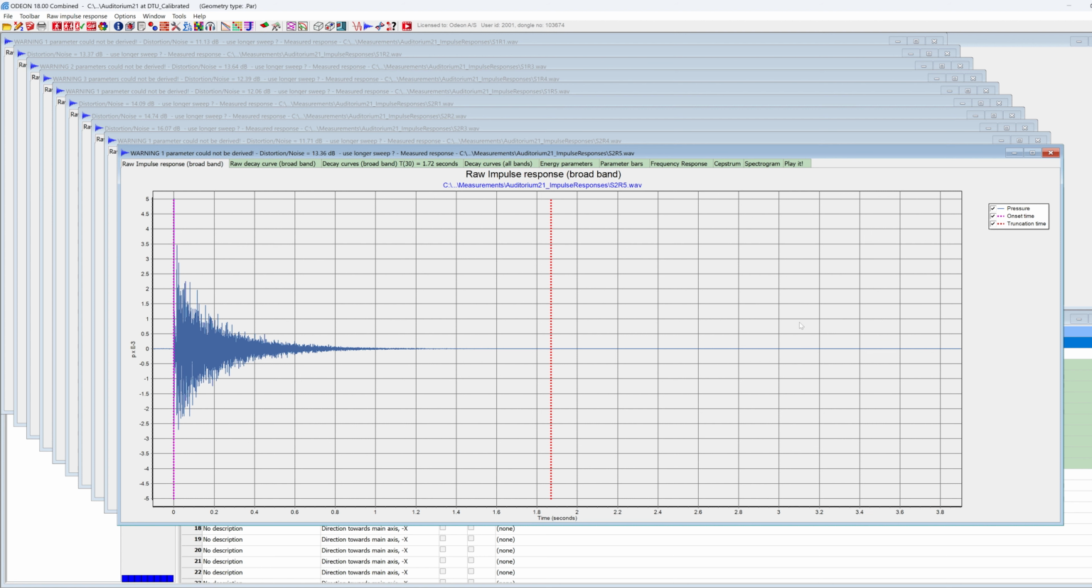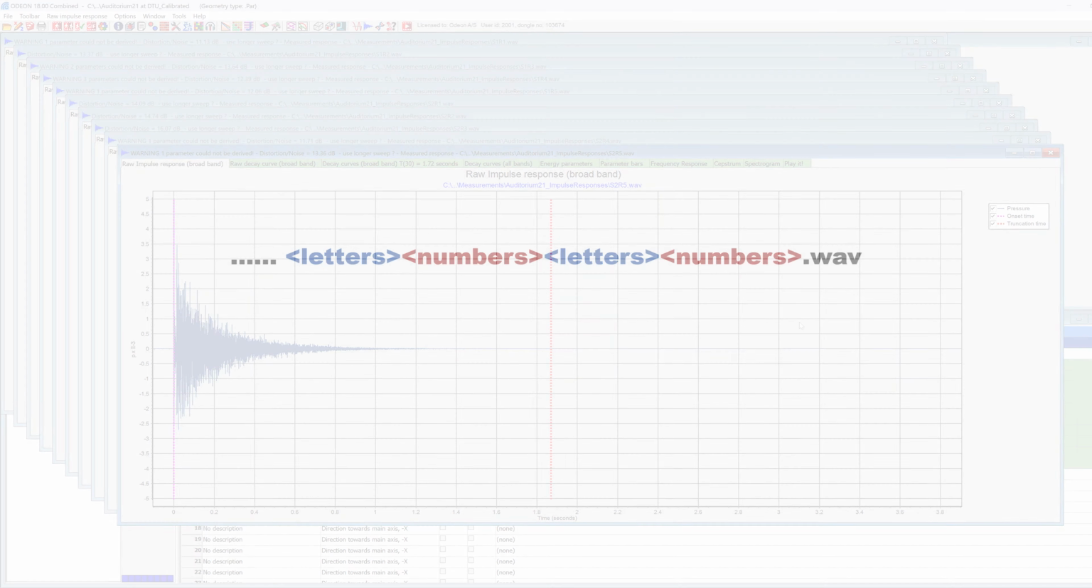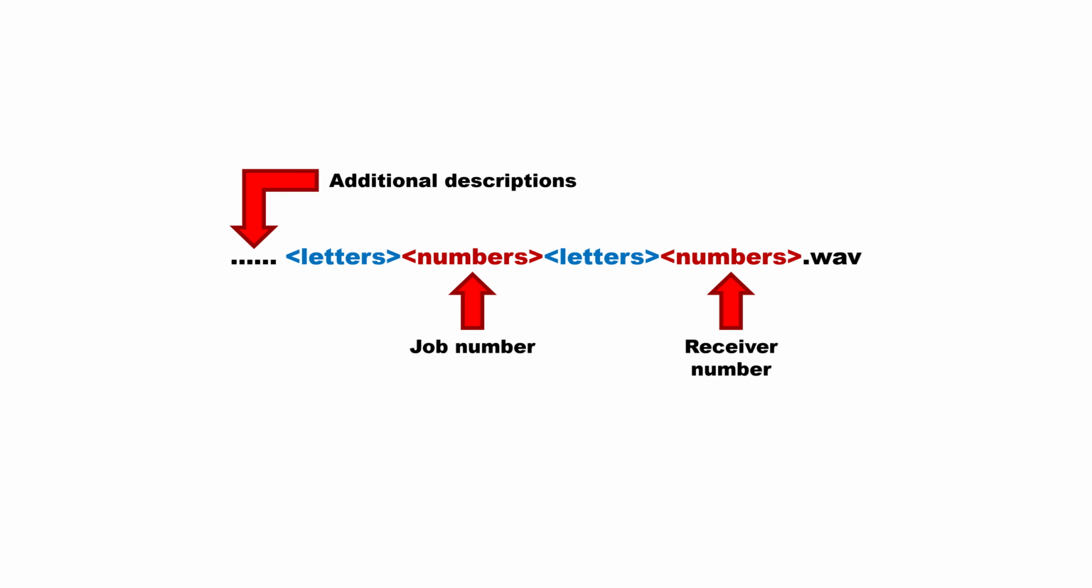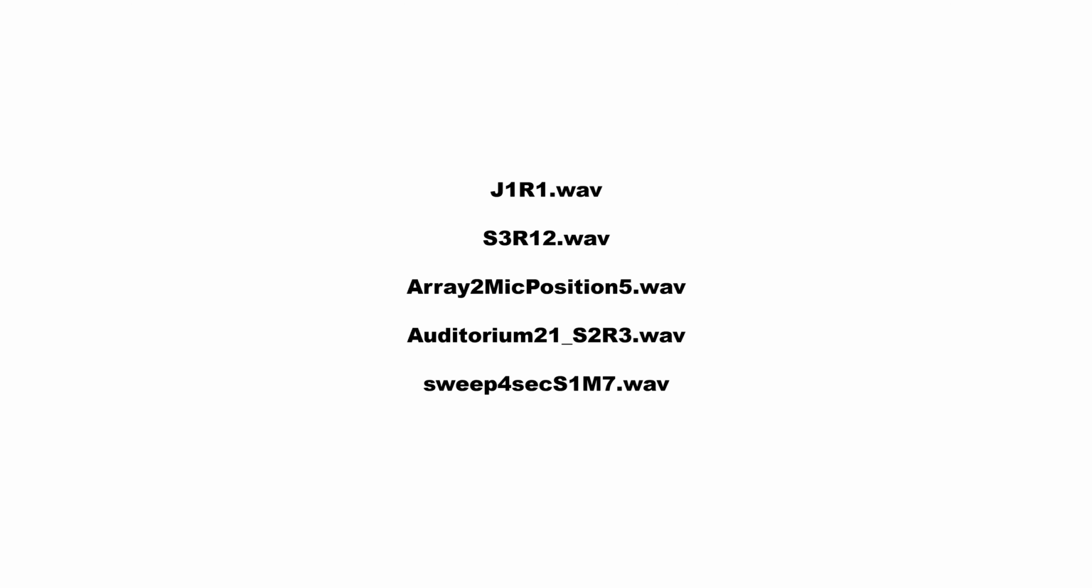However, you can also add parameters from a batch of impulse responses at once. This will first require to format the file names, which should end with a pattern of letters, numbers, letters, numbers. The first group of numbers will be read as the job number, and the second group as the receiver number. You can have additional descriptions at the beginning of the file name. These are some examples of file names that work.